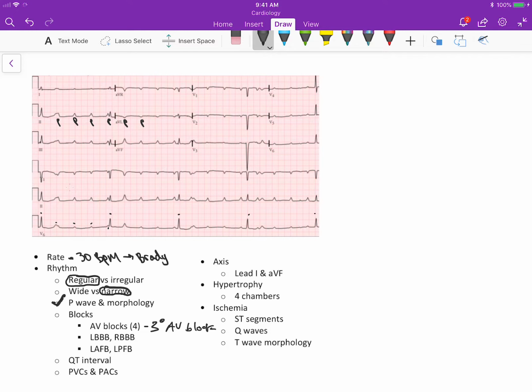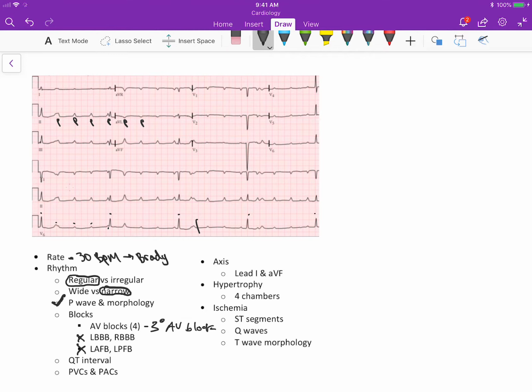Let's look at other blocks present. We look at V1 for right bundle, don't see the rabbit ears. We look at V5, V6 for the left bundle, don't see that. You're also not going to typically see a left bundle that has a narrow complex. We also can look at our fascicular blocks, no Q waves in leads 3 or 1, so that would be no and no. QT interval for completeness' sake. There's a T wave here. Clearly that's less than half of the R to R, so that would be normal. PVCs, PACs, don't see any.